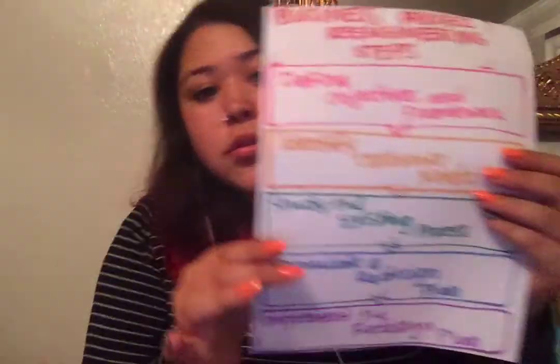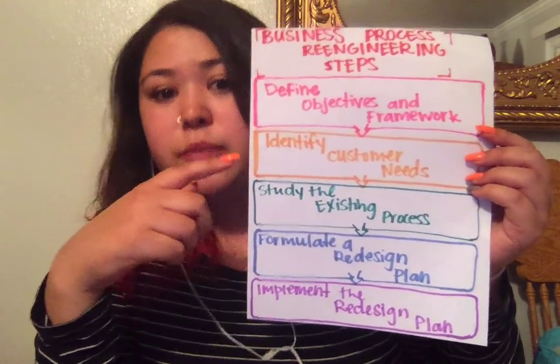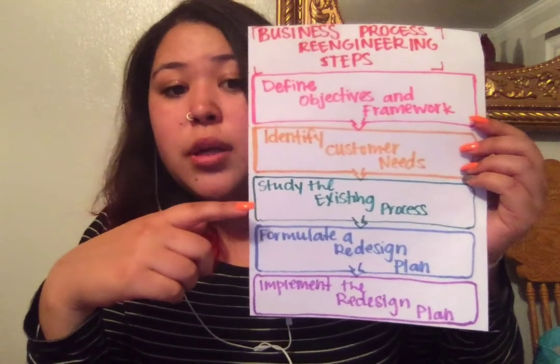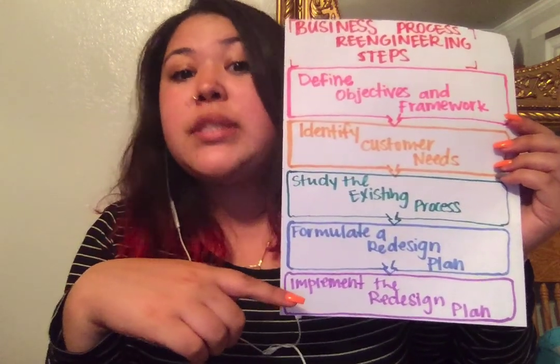BPR can be broken down into about 5 steps, which is define objectives and framework, identify customer needs, study existing processes, formulate a redesign plan, and implement the redesign plan. So basically the first step is define objectives and framework. So that's basically setting the goals they want to achieve and why they are redesigning or re-engineering their processes.